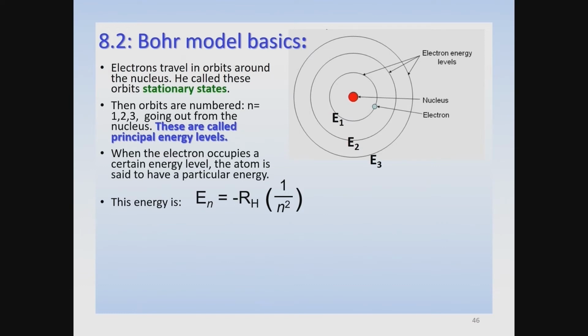It's a pretty simple equation in that the energy of the electron, or the atom on the whole, if you want to call it that, when the electron is in a particular orbit, n being the orbit, is going to be equal to negative R_H, a constant called the Rydberg constant, times 1 divided by the number of the orbit squared. And we will give you on your test the value of the Rydberg constant: 2.18 times 10 to the negative 18 joules.